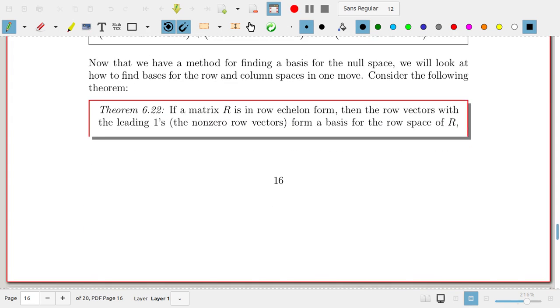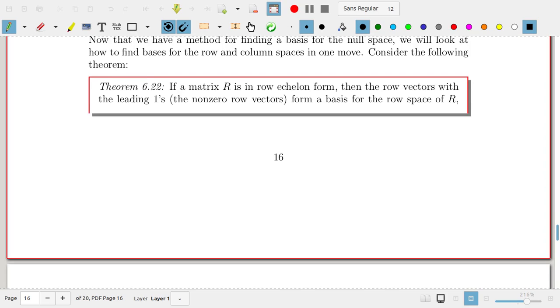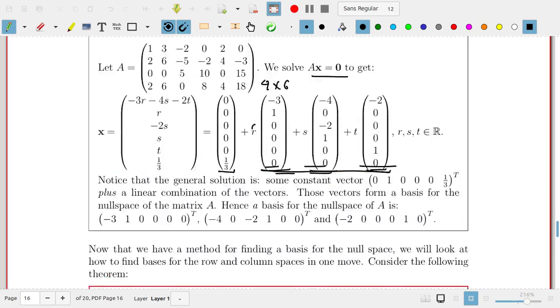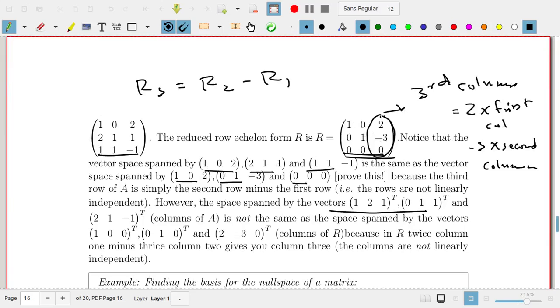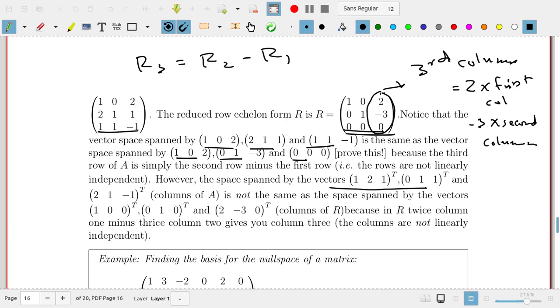Now let's look at another theorem. If a matrix R is in its row echelon form, then the row vectors with the leading ones. Okay, so now how do we find a basis for the column space of a matrix?